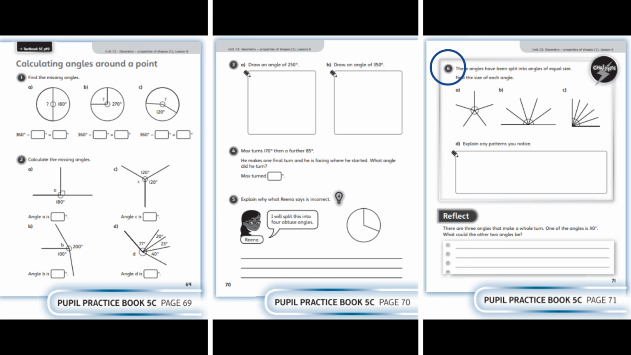For question 6, the challenge, there are 3 different diagrams drawn. And on each of them, none of the angles are labeled. They all just have a letter given to them. But notice they all have the same letter. That means that it's all the same angle. So for A, all of those angles have the same value. For B, all those angles have the same value. And for C, all those angles have the same value. So to work this one out, I'll give you a hint, you're going to need division. That's all I'm going to say.